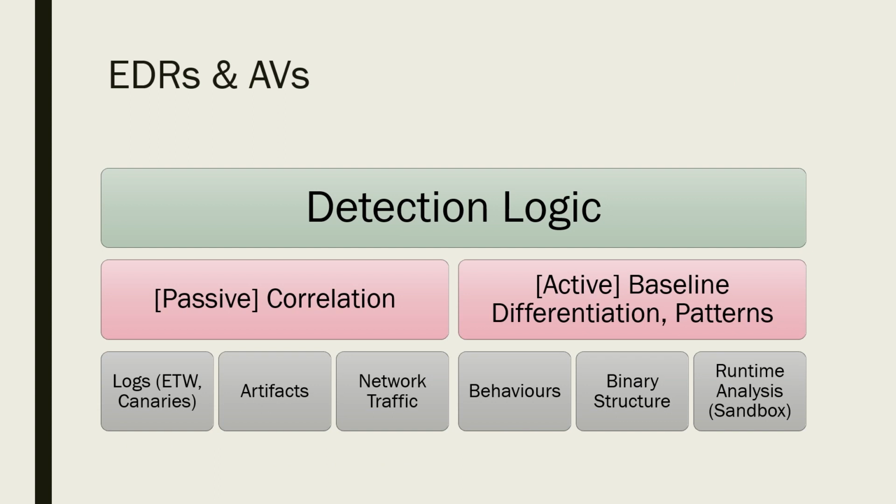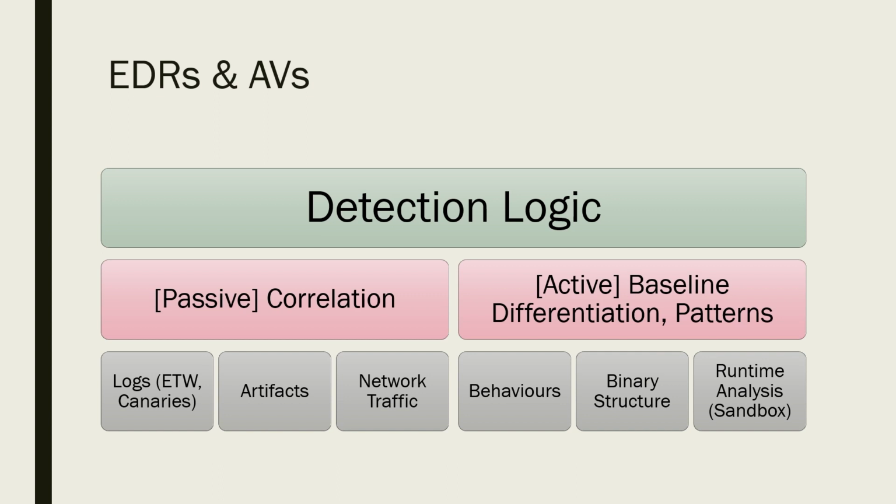With EDRs and EVs, there are certain different methods of detection logic, right? You've got passive level stuff, which is the correlation of logs from ETW, canaries, things like that, artifacts on file systems and network traffic. And then you've also got active things where they look for differentiations from baselines or different patterns, behaviors of a tool.